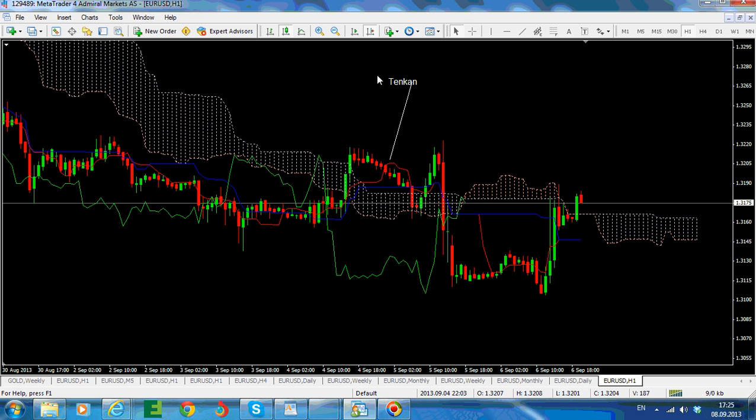So this is the Tenkan line or the red line, and this is the first element to be treated under the 5 elements the Ichimoku indicator offers. So we have the Tenkan, we have the Chikou, the green line, we have the Kijun, the blue line, and we have the cloud, and the cloud area is being represented by Senkou A and Senkou B. What's between the Senkou A and Senkou B represents the actual cloud.